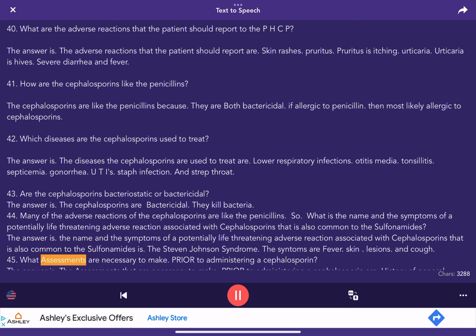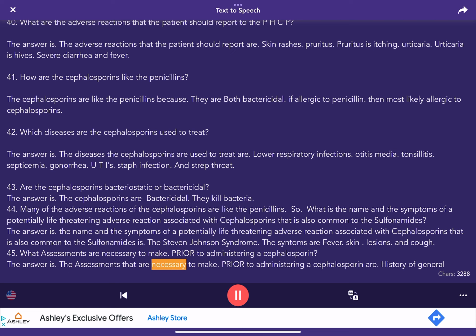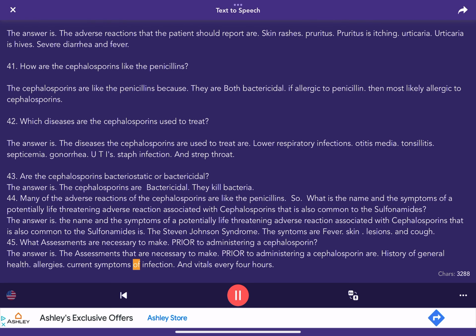45. What assessments are necessary to make prior to administering a cephalosporin? The answer is, the assessments that are necessary to make prior to administering a cephalosporin are history of general health, allergies, current symptoms of infection, and vitals every 4 hours.